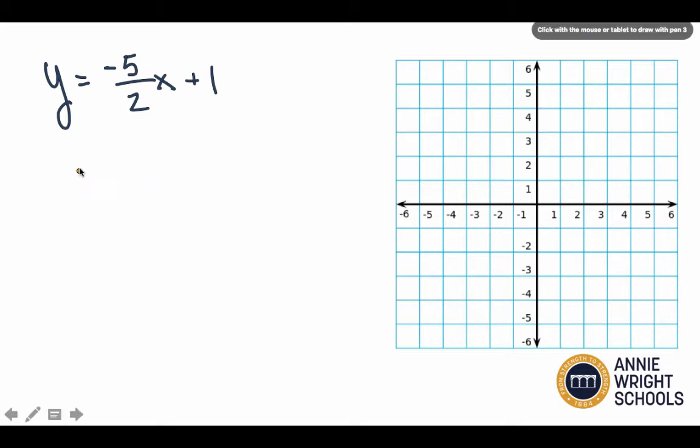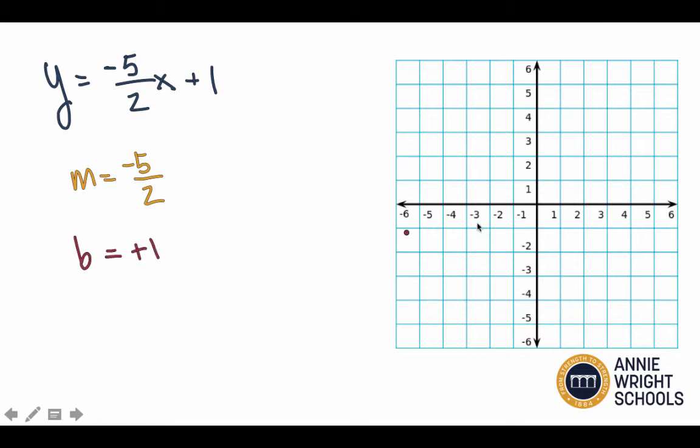Okay, if I was doing this, I would start by writing down the slope, -5/2. Then I'd write down the y-intercept, +1. I would then go to the y-intercept and draw a little dot at 0, 1. The y-intercept, I should just stress, will always be the point 0, b. So the x-coordinate's always 0. It's called the y-intercept because it's where the line intersects the y-axis.